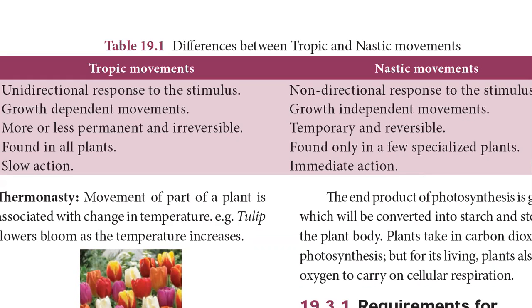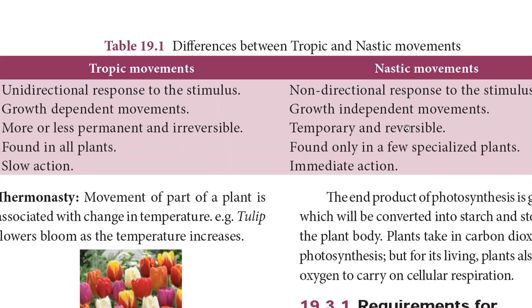Let's study the difference between tropic and nastic movements. Tropic movements are a unidirectional response to the stimulus, in only one direction. Nastic movements are not a directional response to the stimulus. Tropic movements are growth-dependent movements, but nastic movements are growth-independent and do not depend on growth. Tropic movements are more or less permanent and irreversible. But nastic movements are temporary.